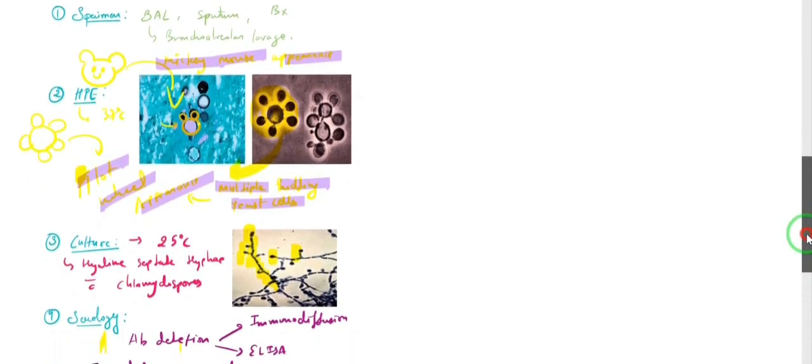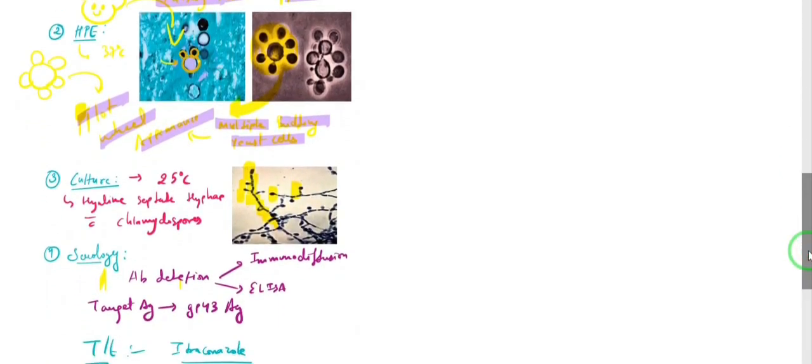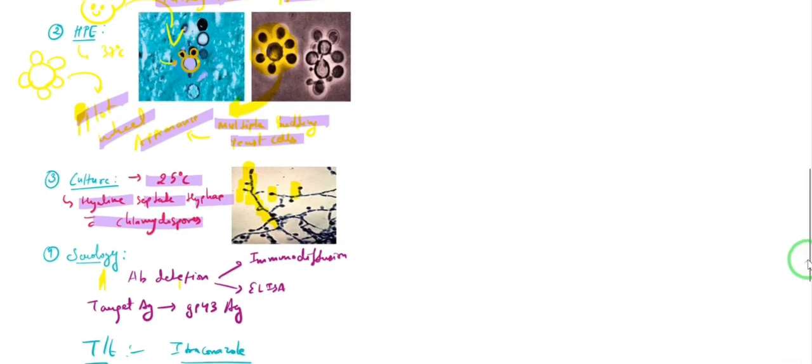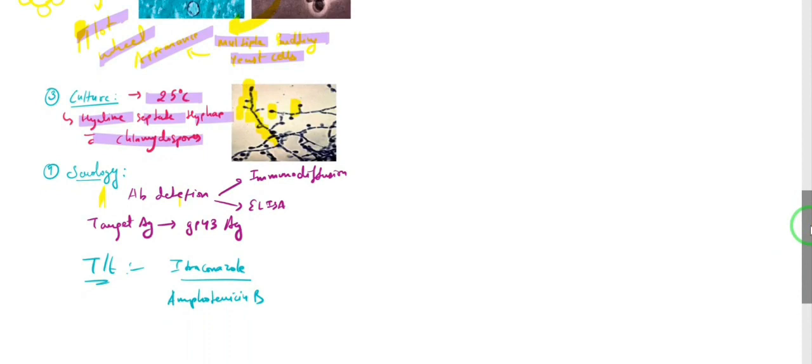But anyways, now what else can you do? Culture, right? So at 25 degrees Celsius, you're going to see hyaline septate hyphae with chlamydospores, and on serology, you can do the detection of the antigen GP43 produced by the fungus, right, by immunodiffusion test or ELISA. And for the treatment, you are giving itraconazole in normal infection and amphotericin B in disseminated infection. So that was about paracoccidioidomycosis.